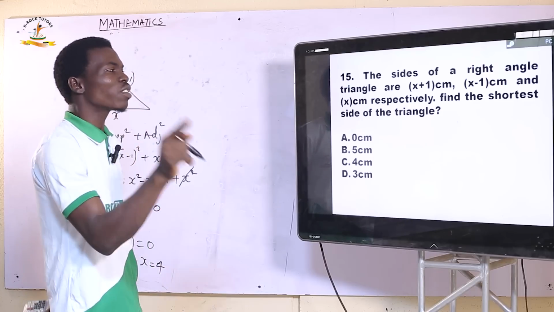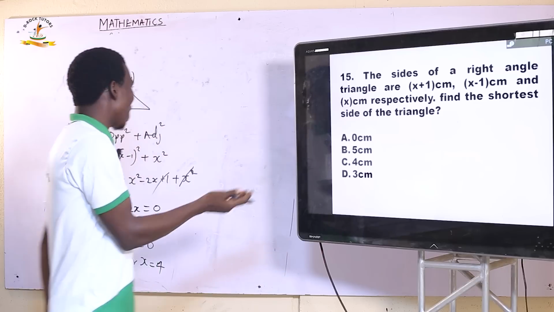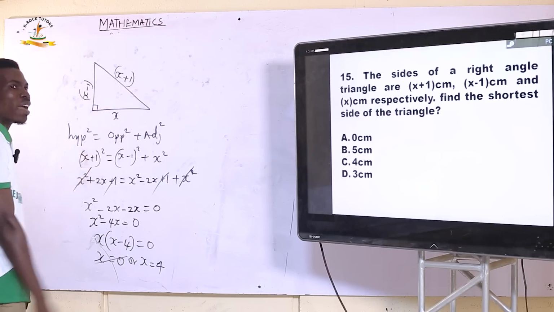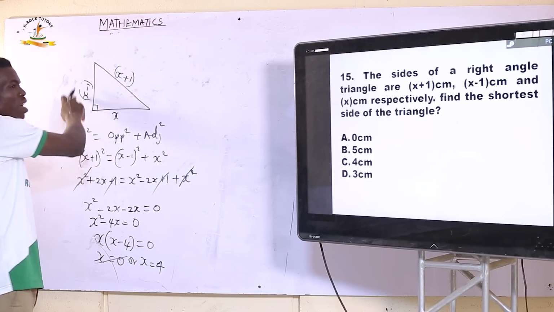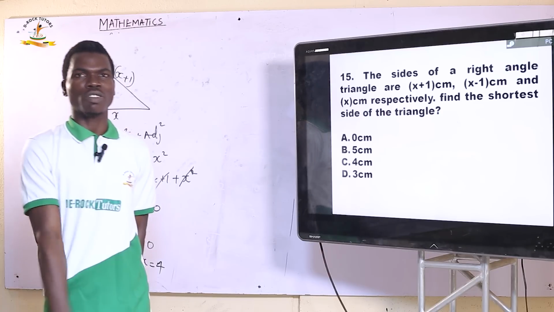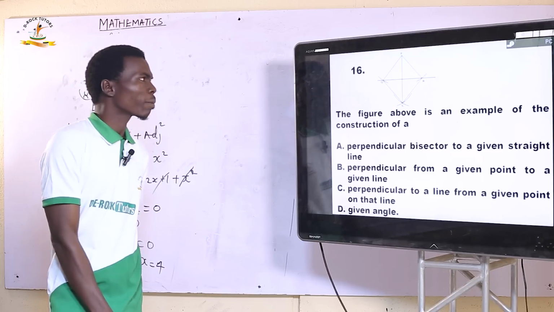It says the shortest side of the triangle, and obviously it's just going to be the one with x minus 1, because it's going to be 4 minus 1. So this is just going to be 3. So our answer is going to be 3 centimeters. And the correct option is Option D for question 15. We go to the next question.